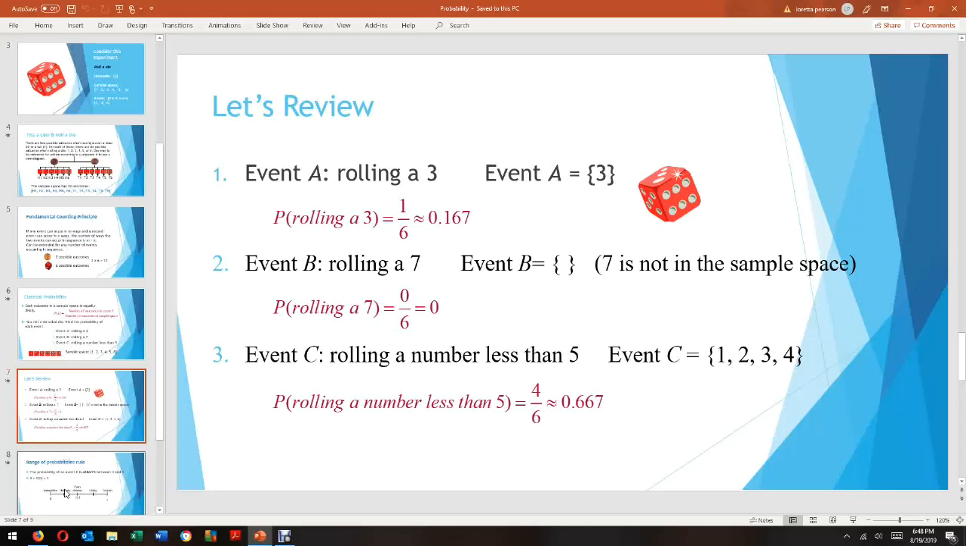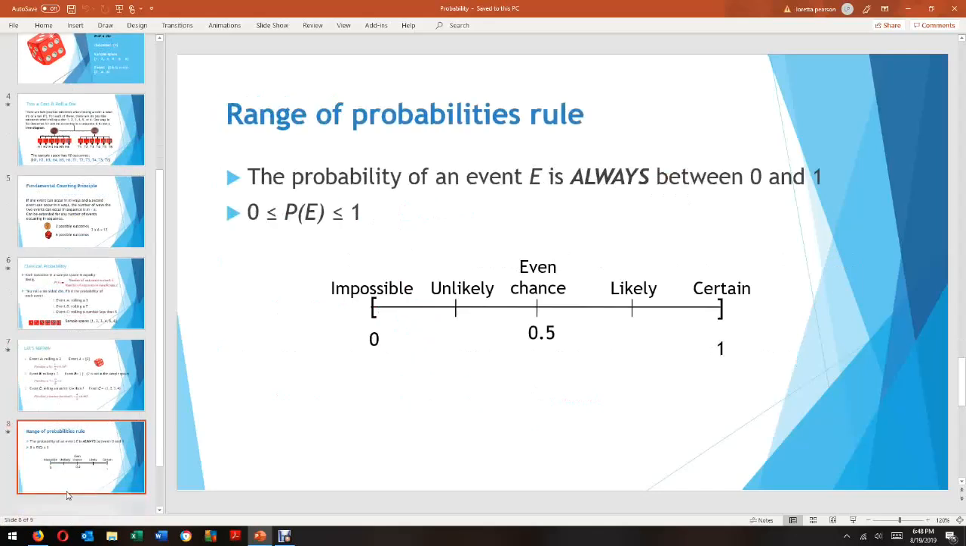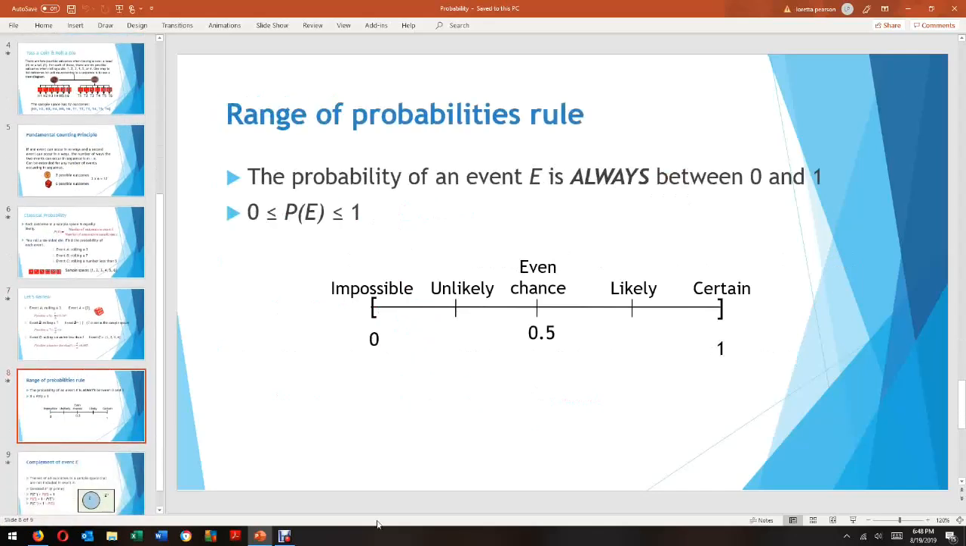Okay, let's review that again and recognize that we typically express probabilities as decimals. So event A, the probability of rolling a 3, we said would be 1 over 6, or 0.167. Event B, probability of rolling a 7, since there is no 7, would be 0. Event C, probability of rolling a number less than 5, for favorable events, consequently 4 out of 6, or 0.667.